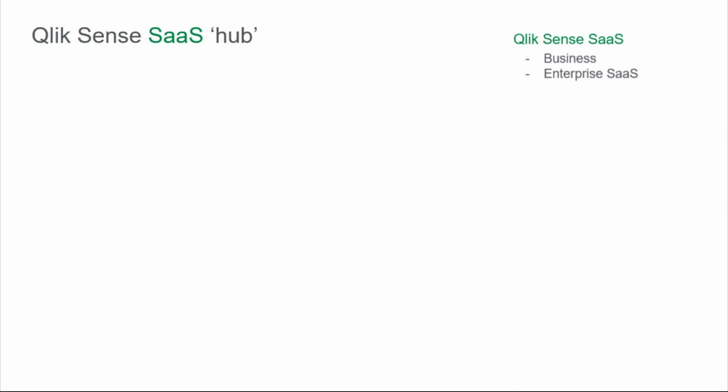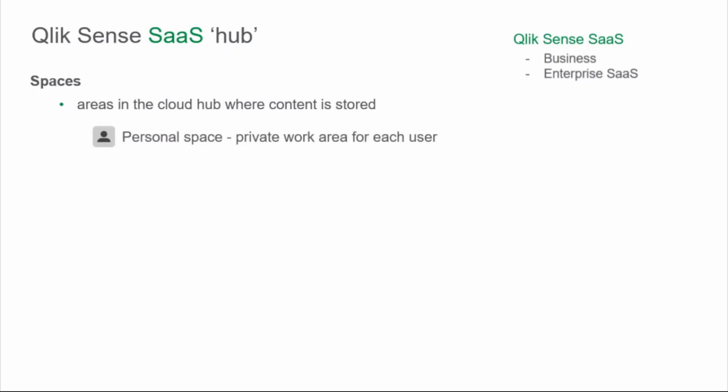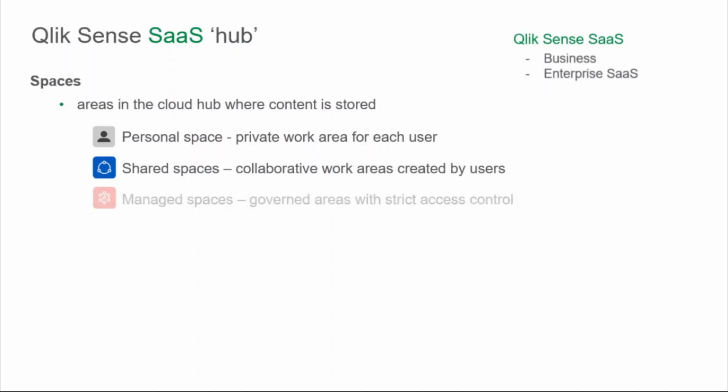But first, let's learn a little bit of terminology which is specific to the Cloud Hub environment. Spaces are areas in the cloud where content is stored. You will find different types of spaces in the cloud, including a personal space to store your own private work, shared spaces, which you can manage in order to collaborate with others, and managed spaces, which are areas your organization may create which provide governed access to content for specific users.